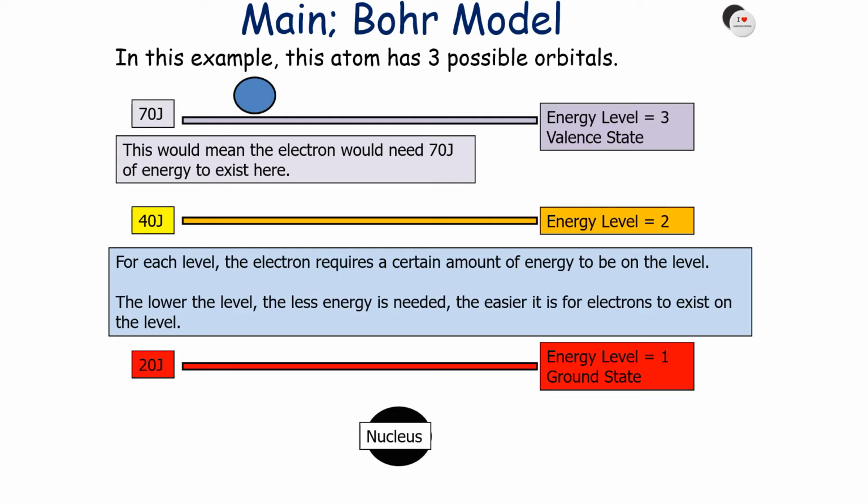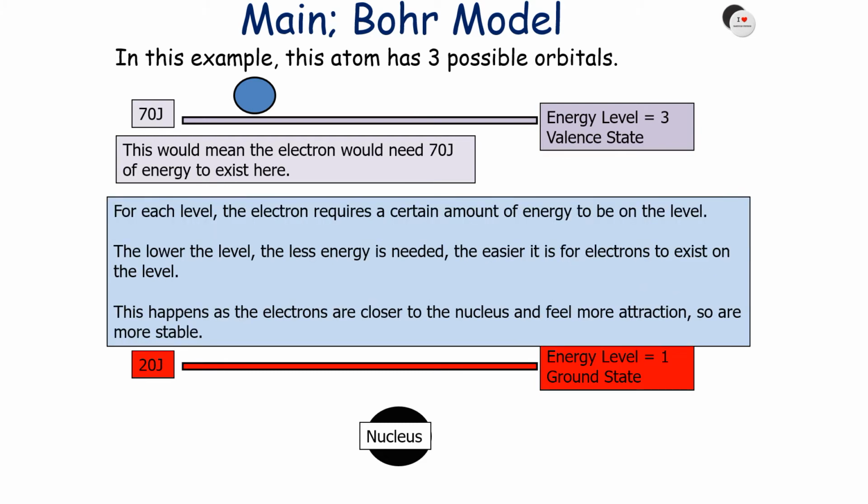So if you had an energy level value for your energy level, it will tell you the energy you need to exist at a particular energy level. Now the lower the level, the less energy is needed, because it's easier for the electrons to exist near the nucleus, because there's a greater attraction from that nucleus.